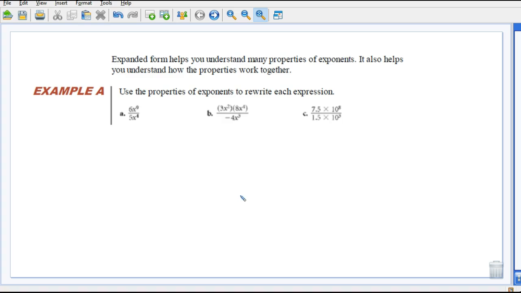Welcome to 6.5, Examples A and B. Expanded form helps you understand many properties of exponents. It also helps you to understand how the properties work together. So use properties of exponents to rewrite each expression.